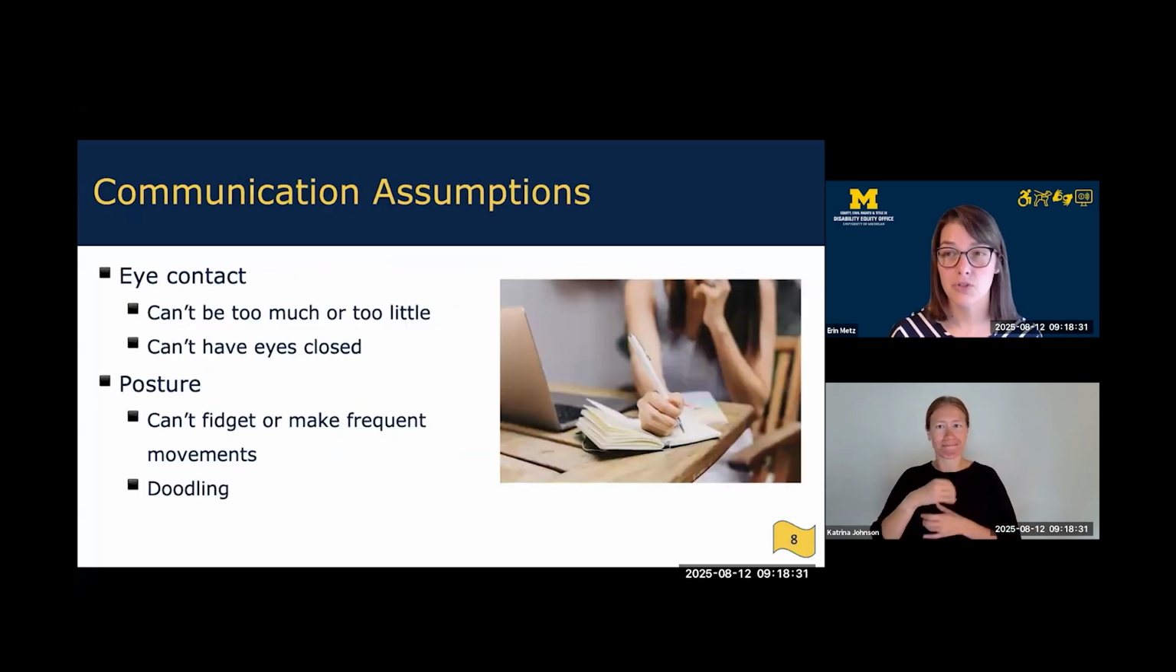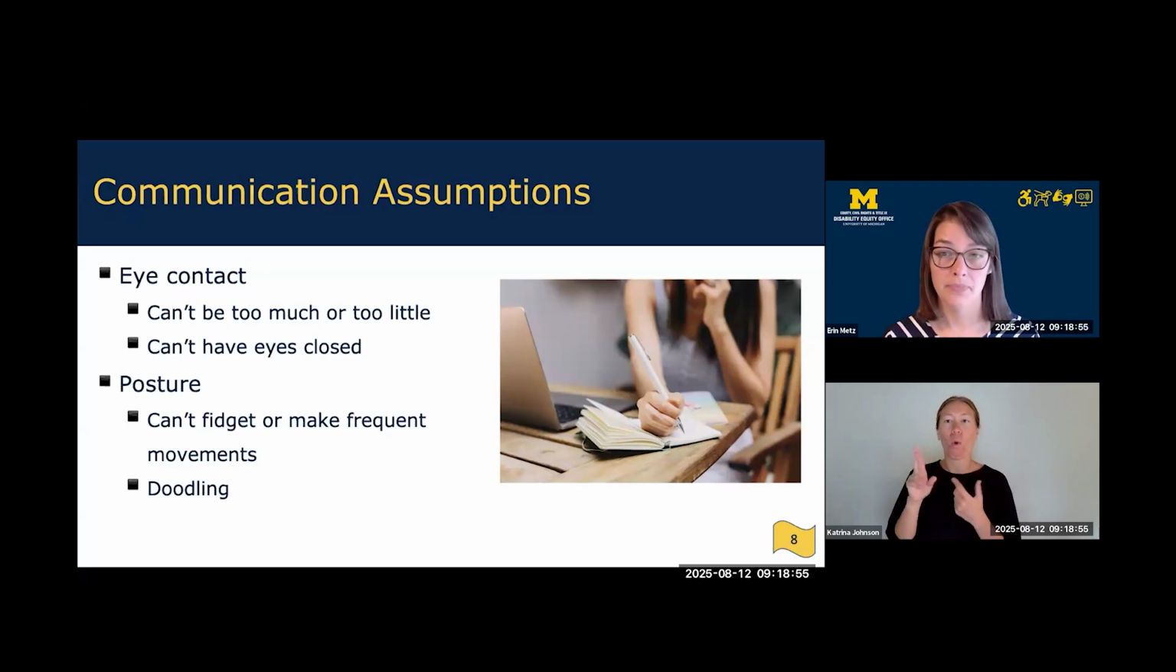When communicating, individuals often make assumptions about others' behavior and engagement based on nonverbal cues. For example, expectations may exist regarding appropriate eye contact. Too little may be perceived as inattentive, while too much may be viewed as uncomfortable. Similarly, individuals may be judged if their gaze is averted, their eyes are closed, or they appear to be looking elsewhere. There are also commonly held beliefs regarding posture and movement.